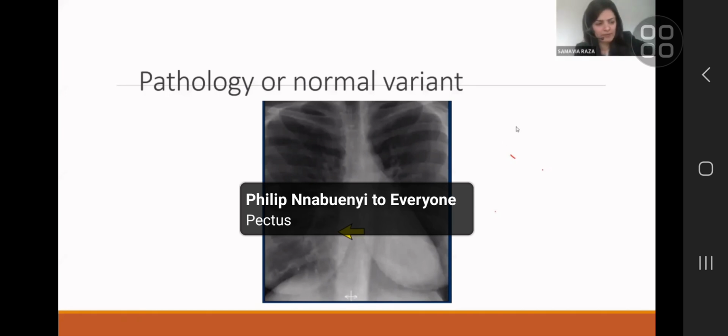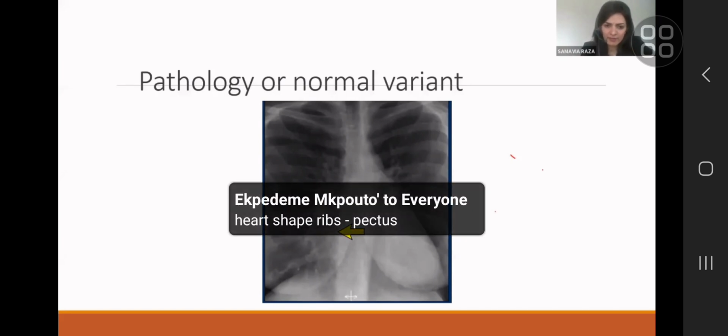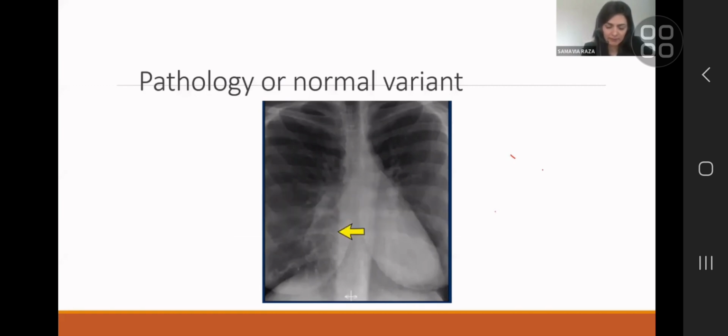So, somewhat variable responses there, but a lot of you have picked that this is a normal variant. Some of you have called this as pathological. Again, understandable, and I'll tell you why later on when we come to the silhouette sign. This is a normal variant, but it can still be symptomatic. It can still cause pathology if it is too extreme.